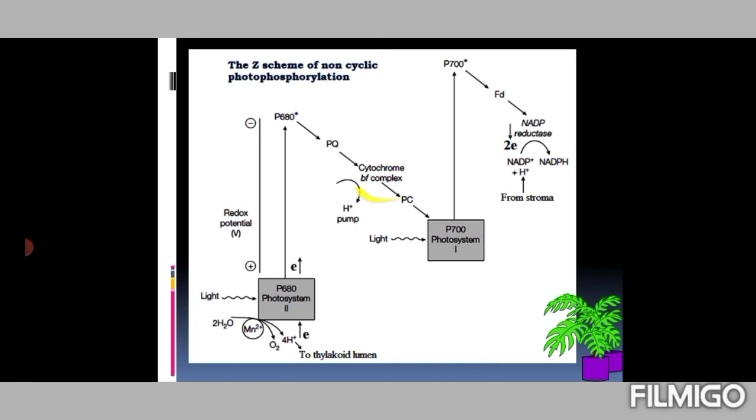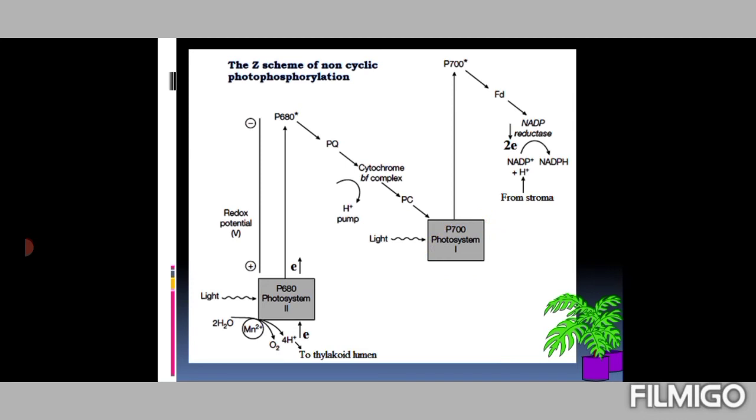Then those electrons pass through the cytochrome BF complex, which is actually a proton pump. It accepts protons from the stroma, and they are released to the luminal space. This contributes to the synthesis of ATP later. Now the electrons pass through plastocyanin, and finally are accepted by photosystem first.